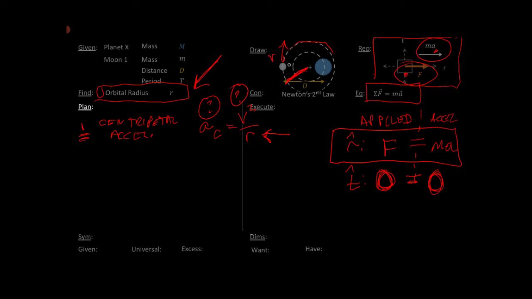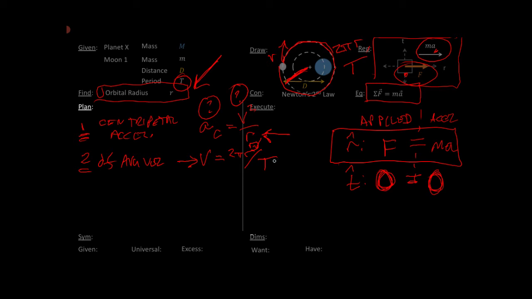Linear speed's not too hard though, because we know that this thing's going to go around in that circle, right? And that circle has a circumference of 2 pi r. It's going to go around that in a period T. So we can use the definition of average velocity, which says that velocity is equal to delta x over delta t. Our delta x is that 2 pi r, our delta t is T.